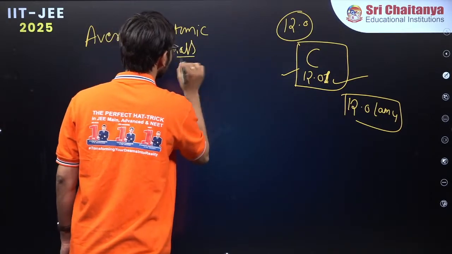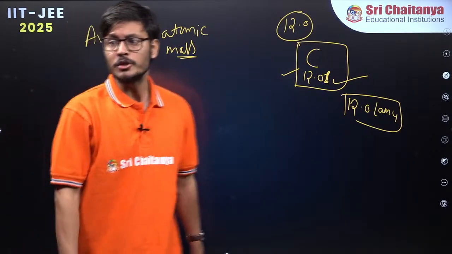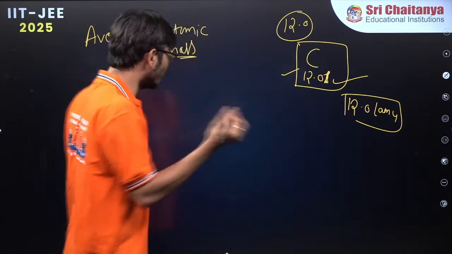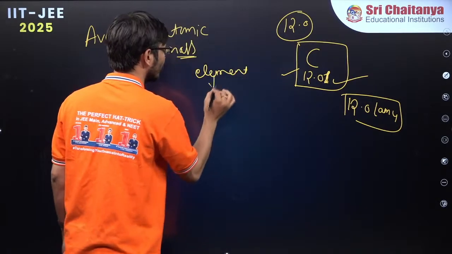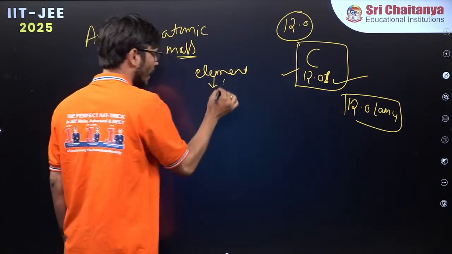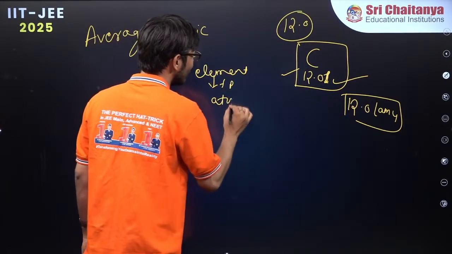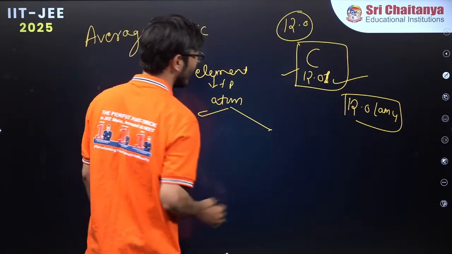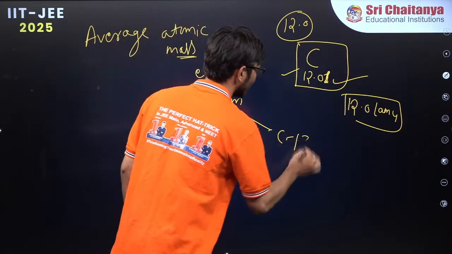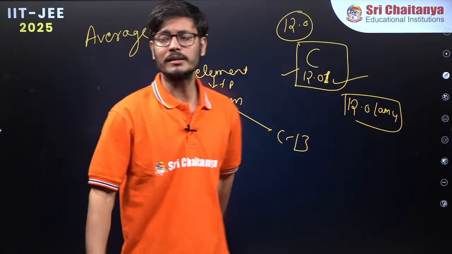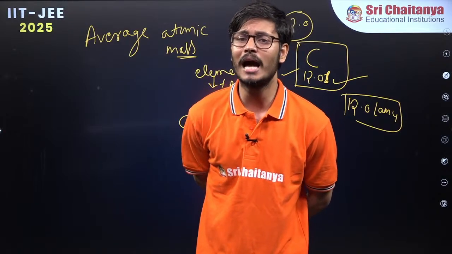So what is average atomic mass, sir? I don't understand. Most of the elements have isotopes, isn't it? The fundamental particle of an element is the atom, and atoms have their isotopes. Carbon has two isotopes. One is called carbon 12 and the other is called carbon 13.